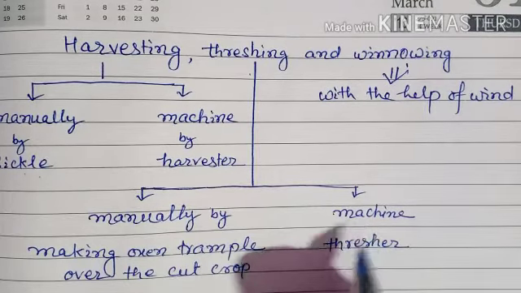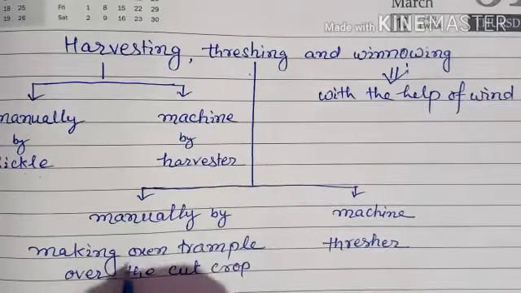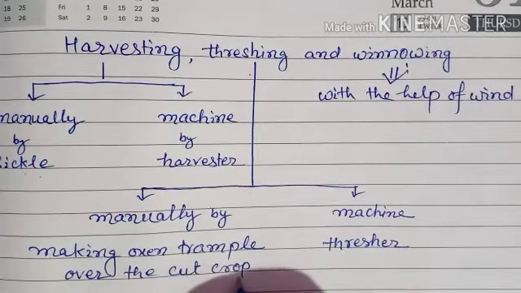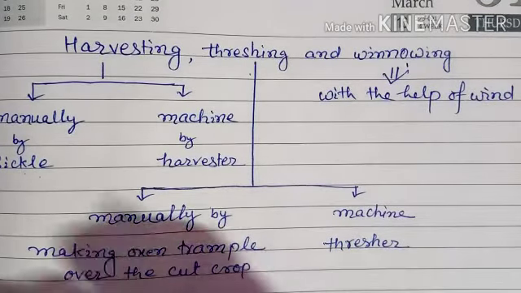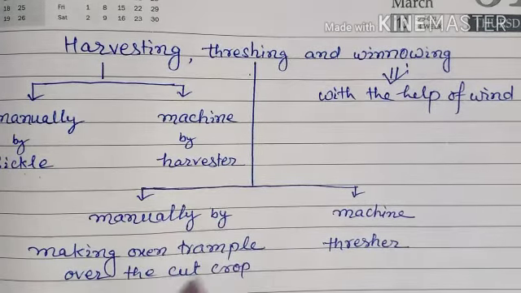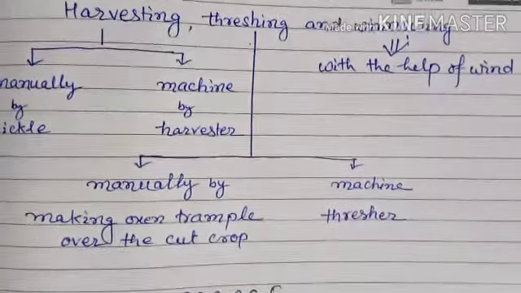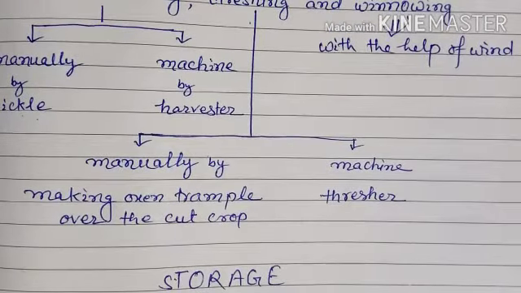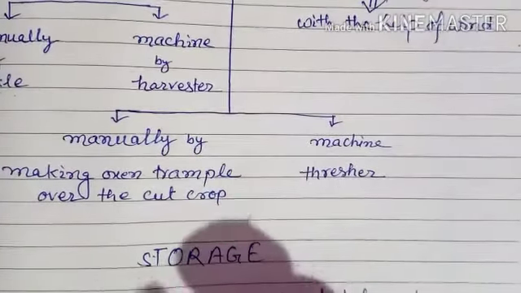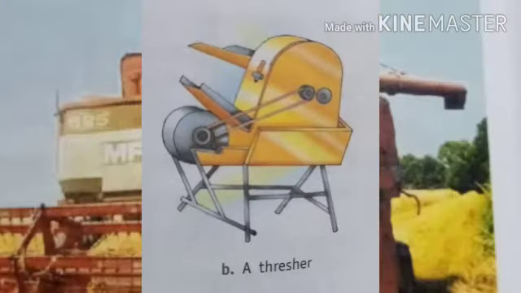So how can we thresh the crops manually? Oxen or buffaloes are made to trample over the cut crops. These buffaloes or oxen go round and round on the crops, and thus the grains separate out from the crops. It can also be done using a machine, and the name of the machine is thresher.